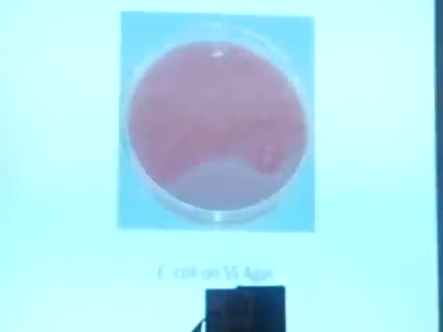It is similar in appearance to MacConkey agar. Now, this is E. coli on SS agar. It has the same appearance as that on MacConkey agar, because of the same pH indicator, and E. coli cannot produce H2S. Therefore, there is no blackening of the colonies.